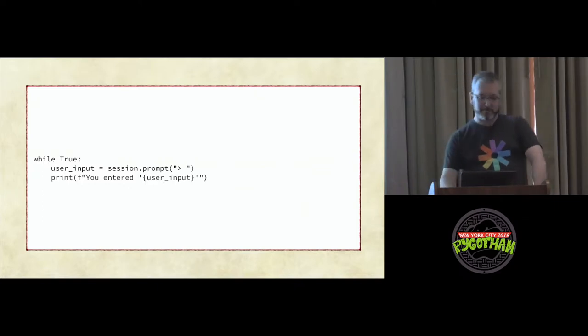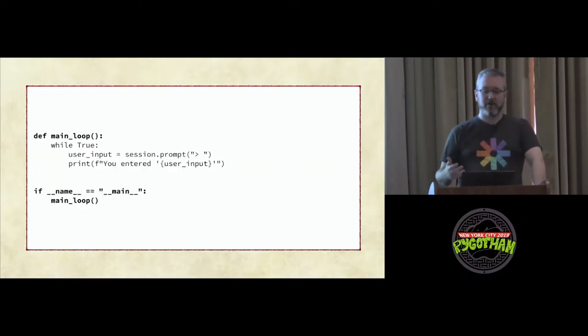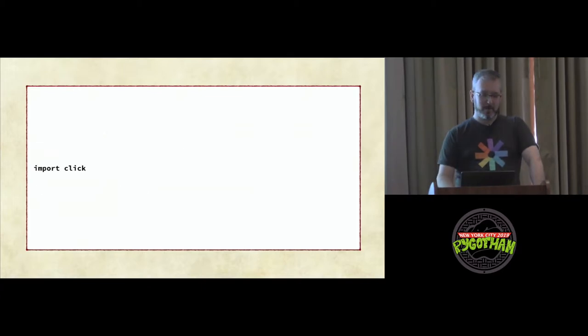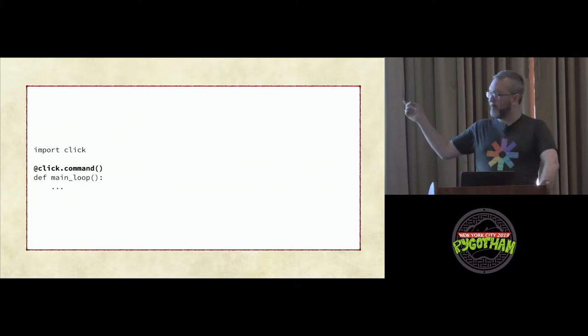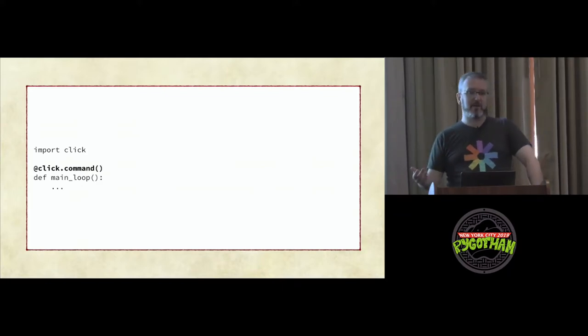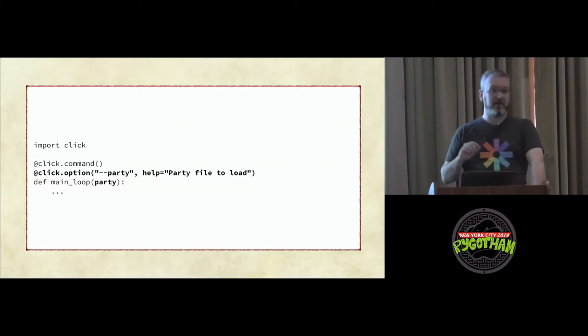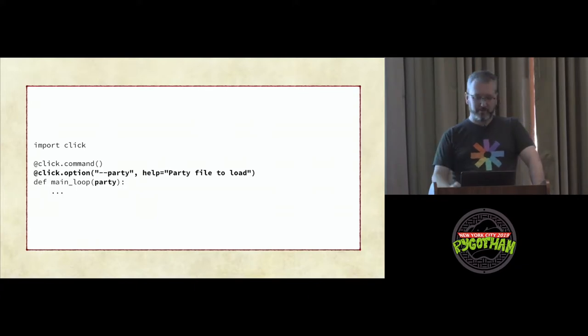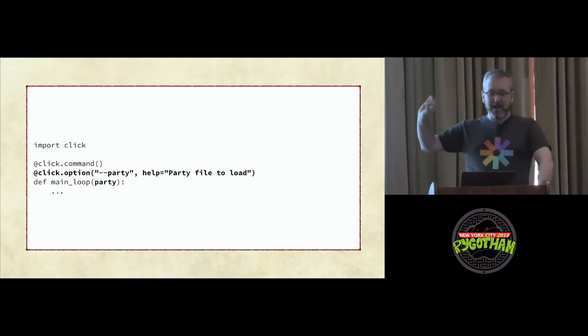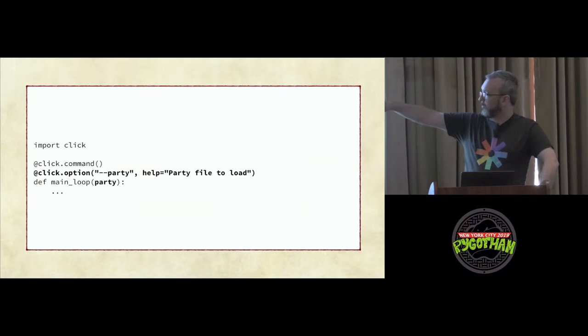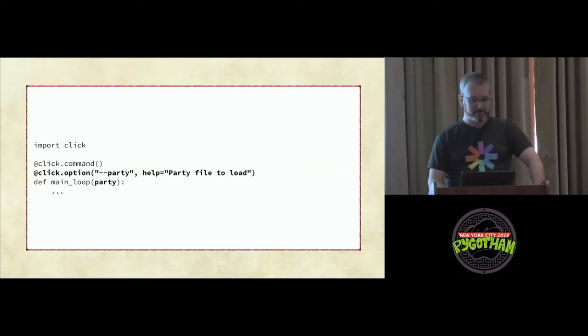But let's turn our prompt loop into a function that our program is going to call when it starts up. Then we'll import Click, and we'll apply the click.command decorator onto that main loop function so that Click is going to have an entry point into our program. We can add options to our program using the click.option decorator and include help text or defaults and all kinds of other fun stuff. And then magically, as you add that option, you start getting arguments passed into that function. So as we're taking a party argument, we'll have a party parameter going into the main loop.